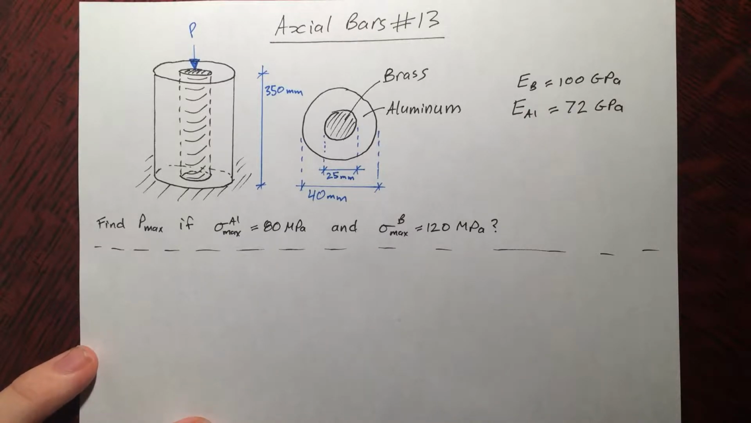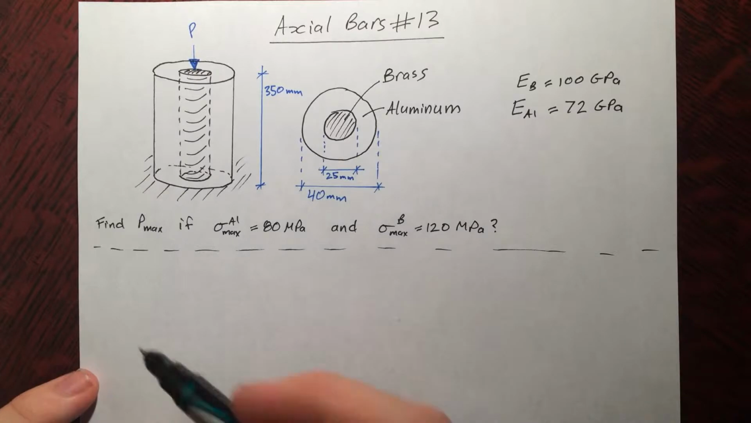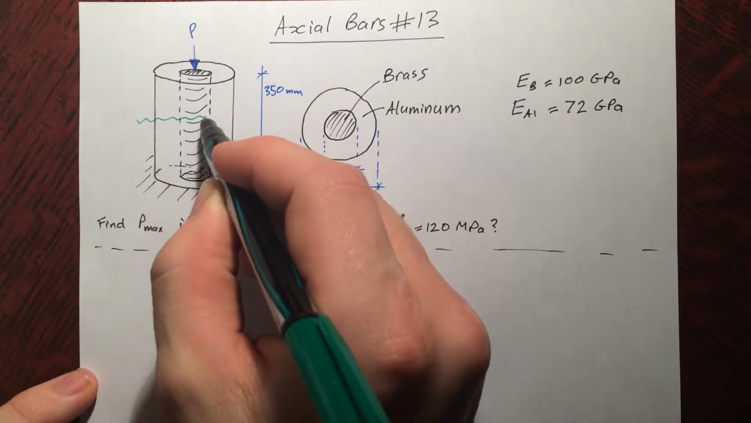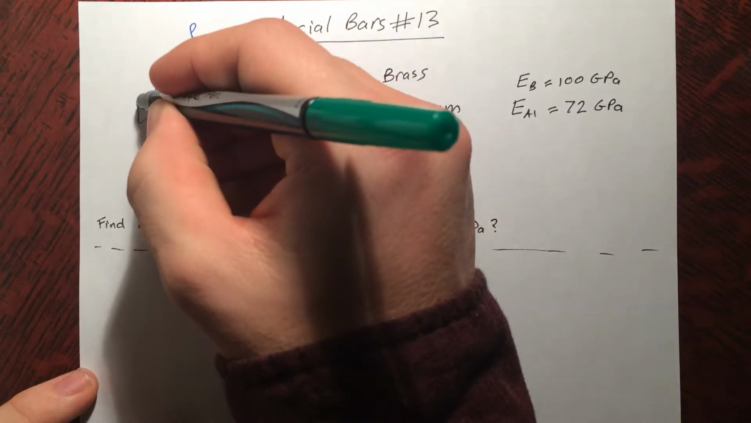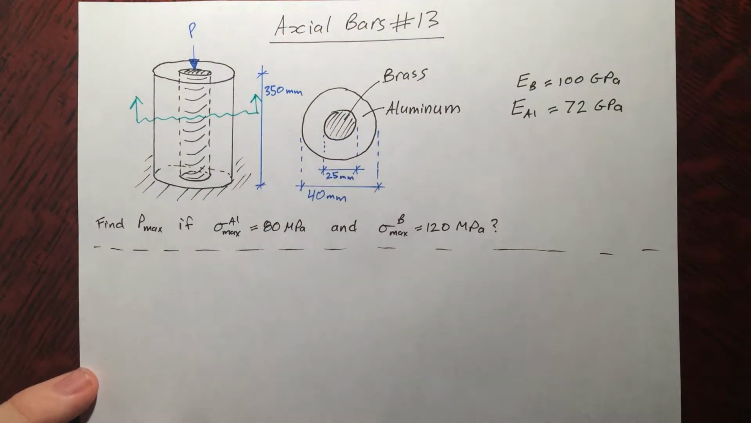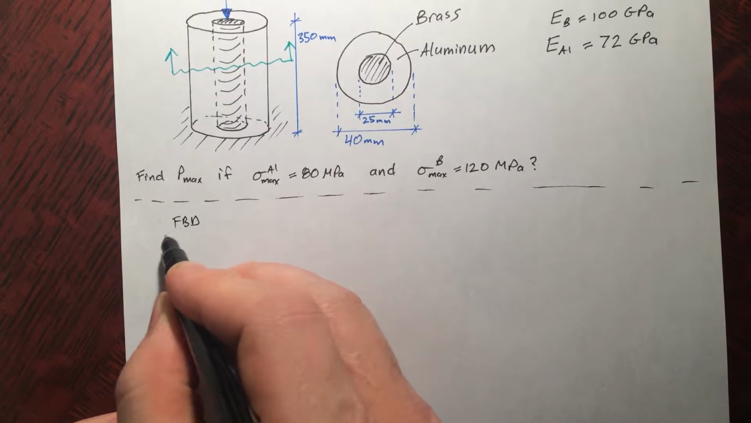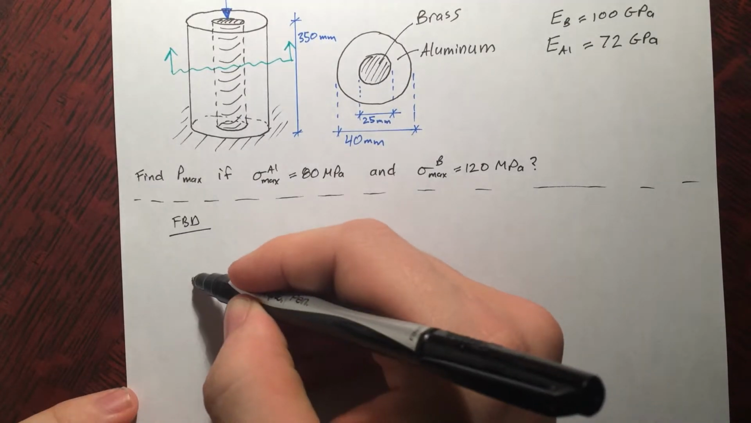Okay, so because we're finding stress, we're going to need the normal forces. Let's go ahead and find the normal forces. We're going to have to make a cut in this bar to expose them. Let's make a cut right here. Okay, let's look up and let's get a free body diagram of this piece. Okay, so it's going to look like this.